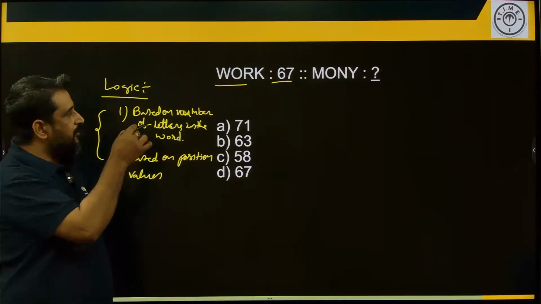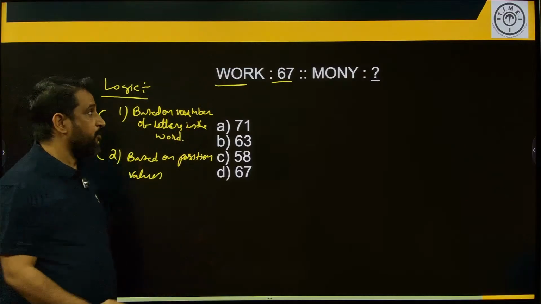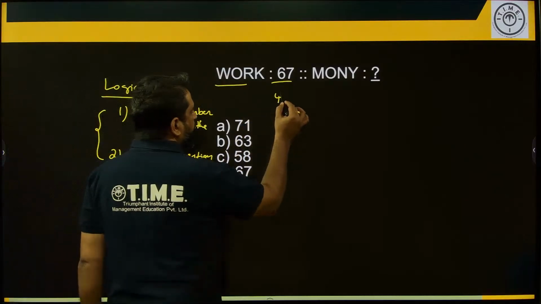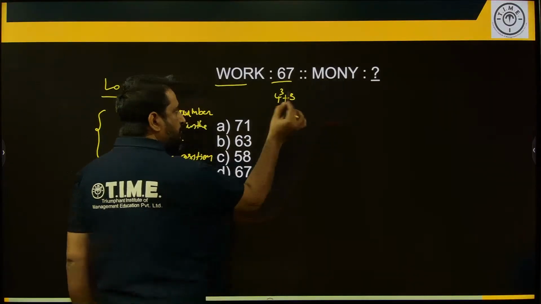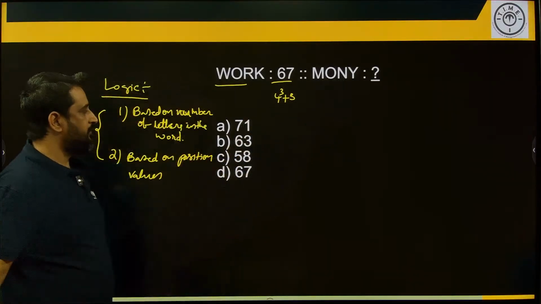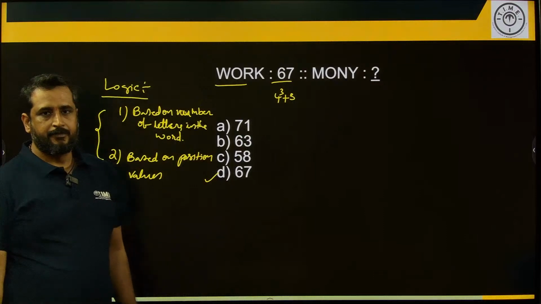Okay. Now, WORK has 4 letters, 4 cube plus 3. Okay, let's think like that. 4 cube plus 3. The number of letters in the word MONEY is also 4. 4 cube plus 3 is 67. Yes, it is available in choice D. So my answer is choice D.